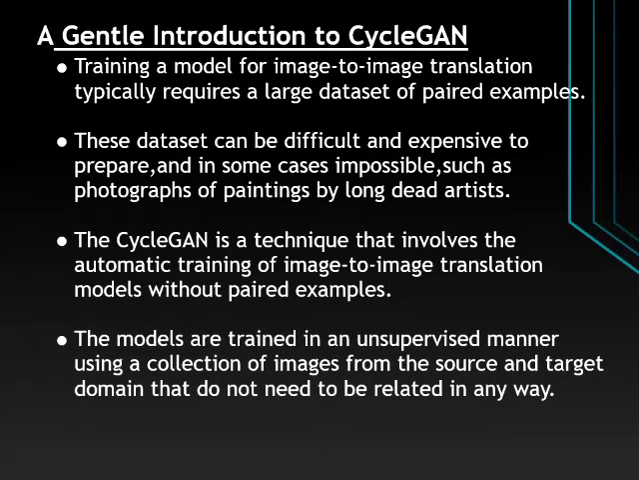We know training a model for image-to-image translation requires a large dataset of paired examples, and this dataset is sometimes difficult to prepare and expensive, in the case of a photograph of a painting by a long dead artist. So CycleGAN is introduced for automatic training of image-to-image translation models without paired examples. The models are trained in an unsupervised manner using a set of images from the source domain and a set of images from the target domain that do not need to be related in any way.